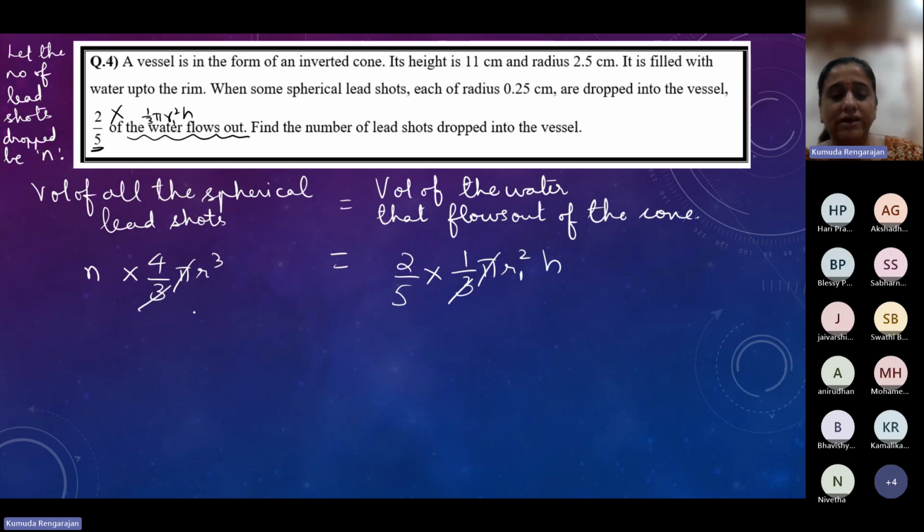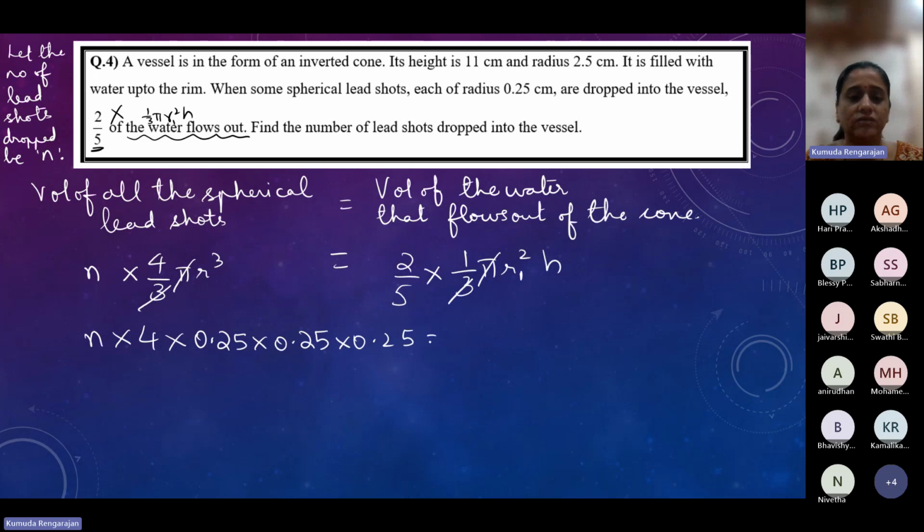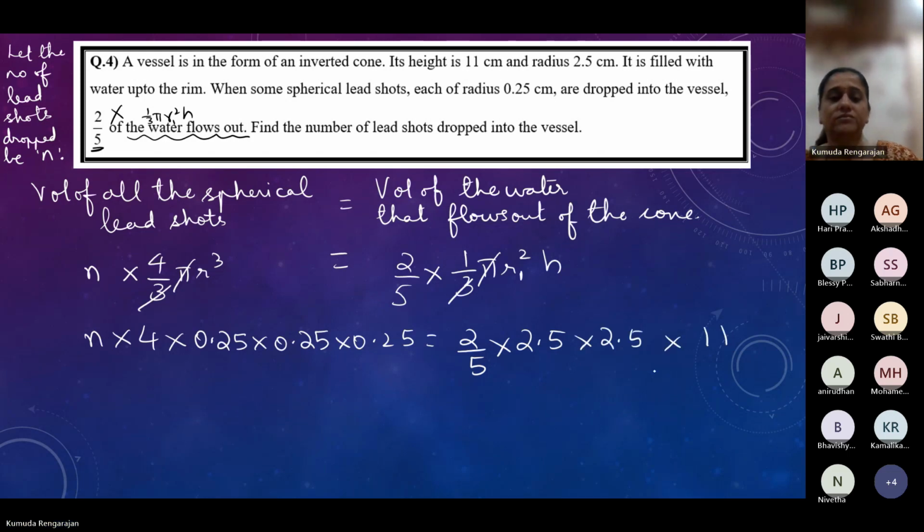So 3 and pi cancel, and now I think we have to substitute. n, we don't know, into 4 into r cubed. Radius of the sphere is 0.25. So 3 times 0.25 into 0.25 into 0.25 is equal to 2 by 5 into r1 square. The radius of the cone, where is it? 2.5. 2.5 into 2.5 into the height of the cone, 11. That's it. You just have to solve this and find the value of n.